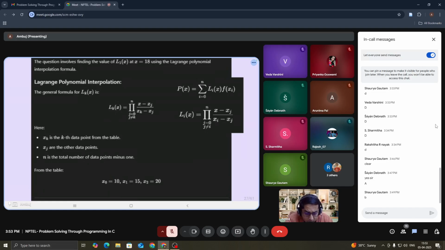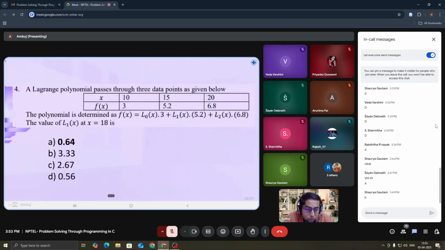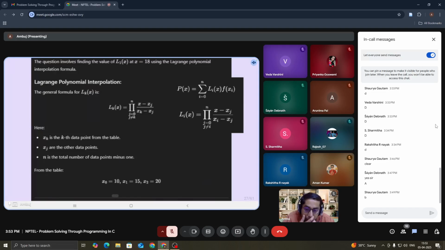Now, from the table, very easily you would be able to see that x0 is 10, x1 is 15, and x2 is 20. These are the xi's, three different x's: 10, 15, and 20. Only this thing we have to see from the table in order to calculate the value of the expression L1(x) at x equal to 18.